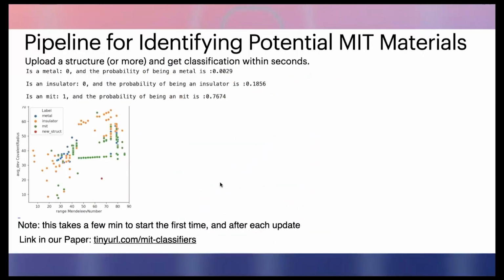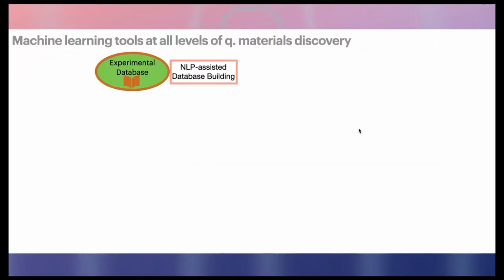You can also upload the folder, and there's a high throughput version of this there as well, if you scroll down. Anyway, so you get a classification within seconds, and this is linked to in our paper.